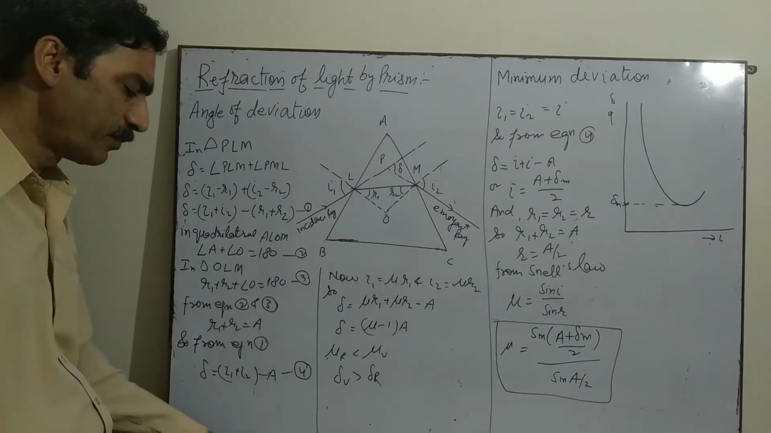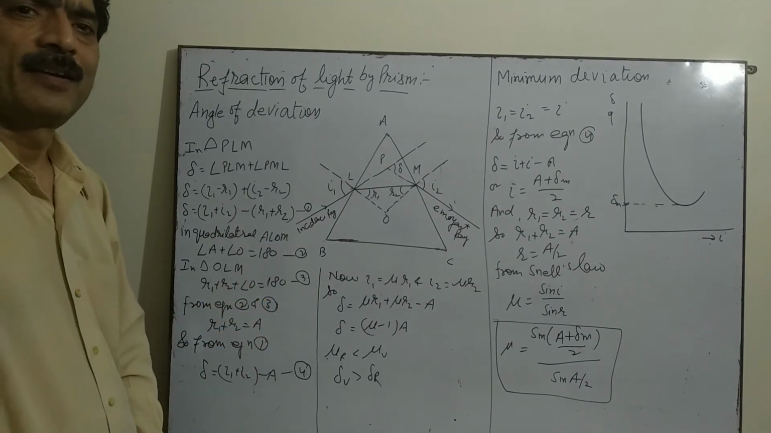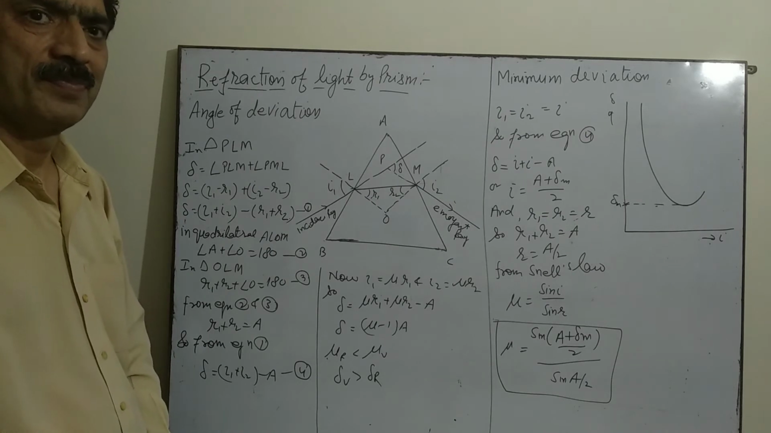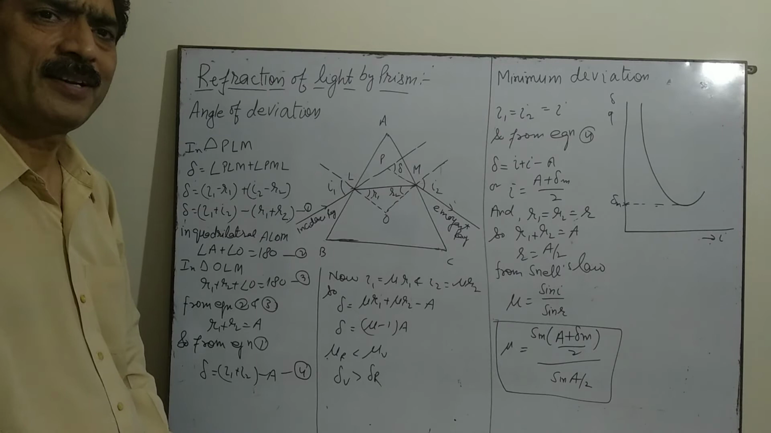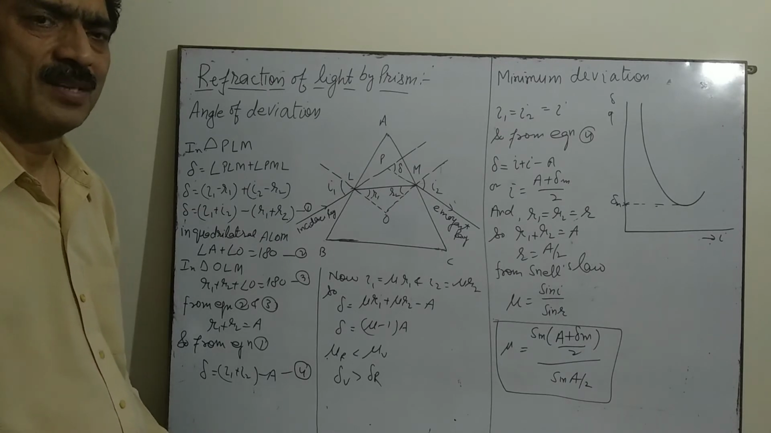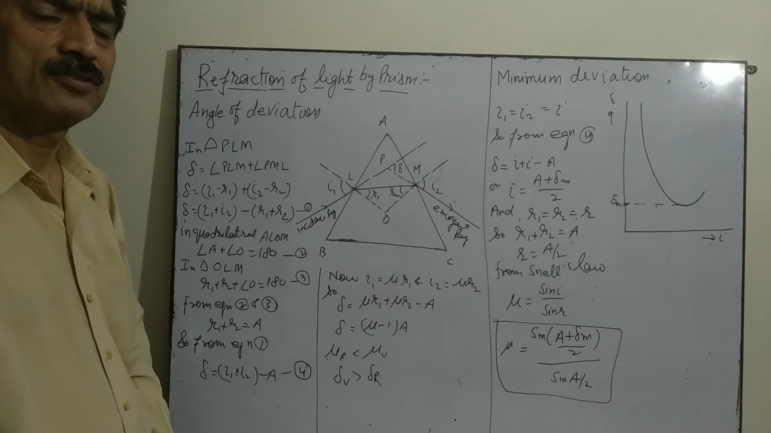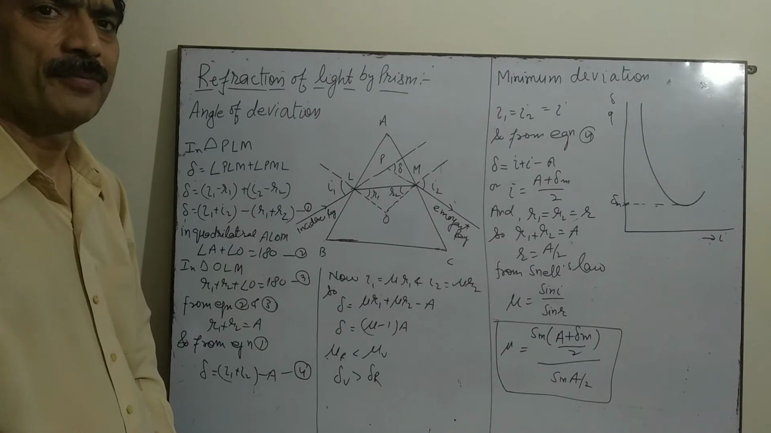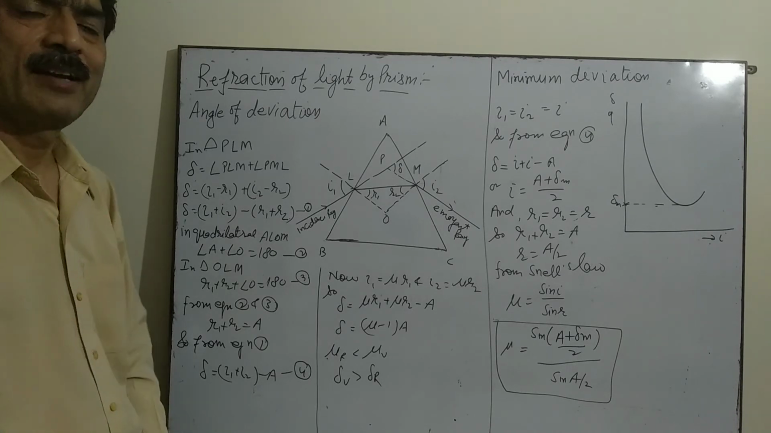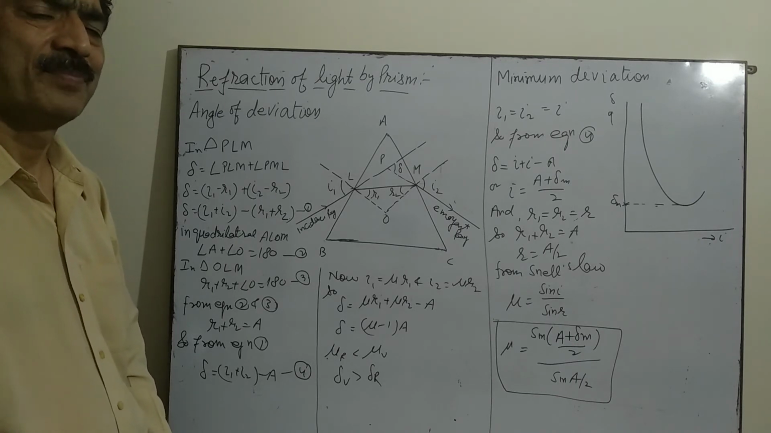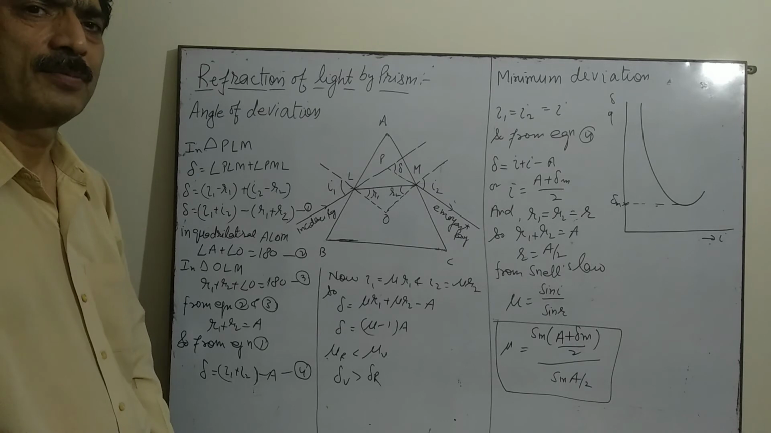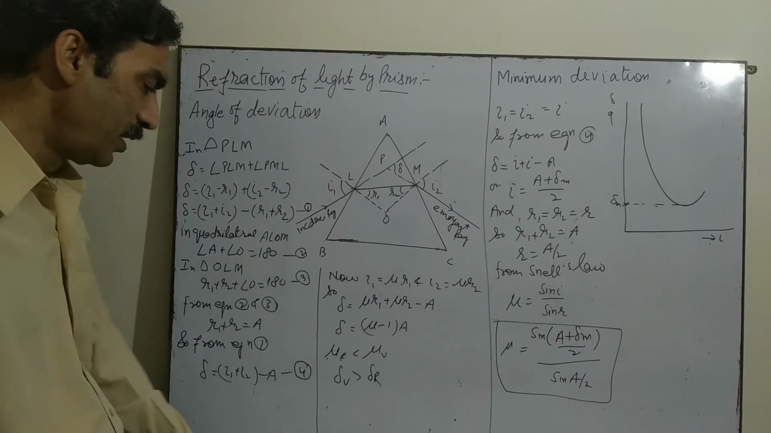As we know, when white light travels through the prism, then different colors travel with different speeds in the glass. It means the refractive index of glass is different for different colors. Red color travels fastest in the glass, so refractive index of glass for red color is less than the refractive index of glass for violet color.